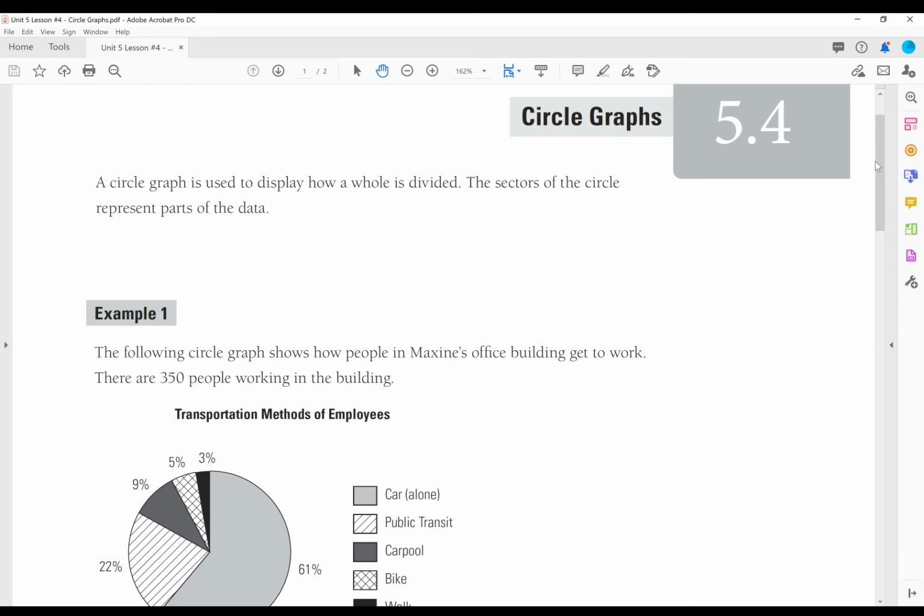But first of all, a circle graph is used to display how a whole is divided. So if I've got a whole section of something, it's a good way to display how that whole is divided up. You might have heard the word pie chart as well. It's the same thing. A pie chart is like a pie split up into different sections. The sectors of the circle represent parts of the data.